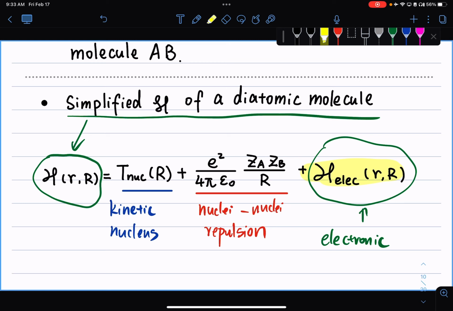What we're solving is the electronic wave function. We're solving the electronic energy of molecules. All right? Do we have any questions before we move on?